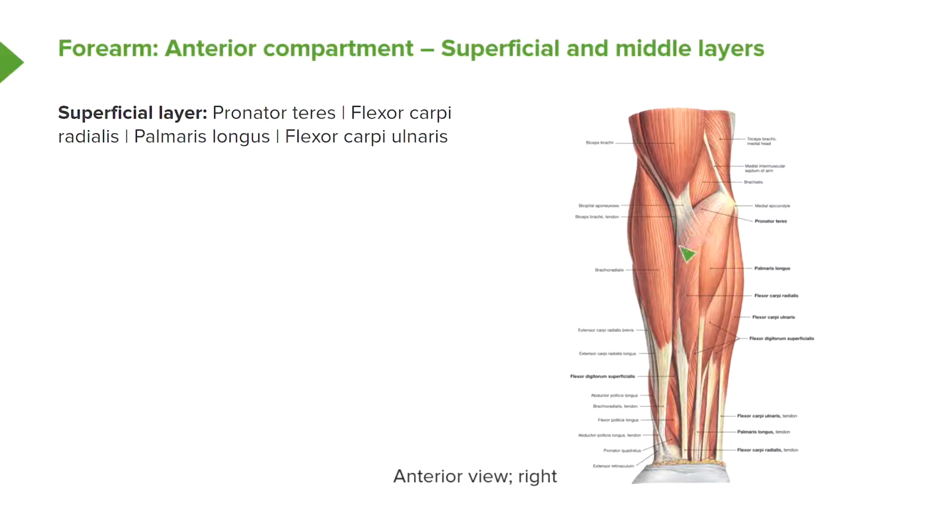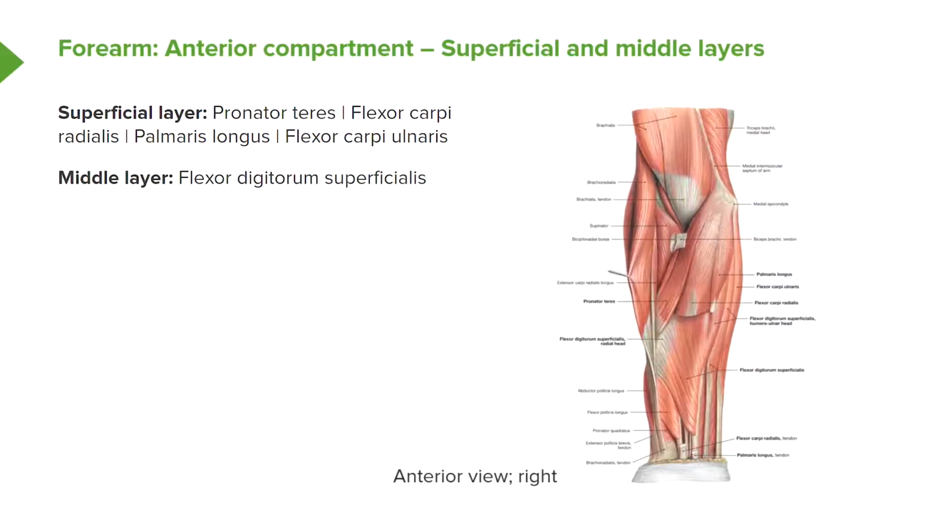So we can see pronator teres here. We can see flexor carpi radialis, and then giving rise to its long tendon. We can see palmaris longus that's passing down here towards the palm. And then we can see flexor carpi ulnaris on this most medial aspect running down here. So this is in the superficial layer.